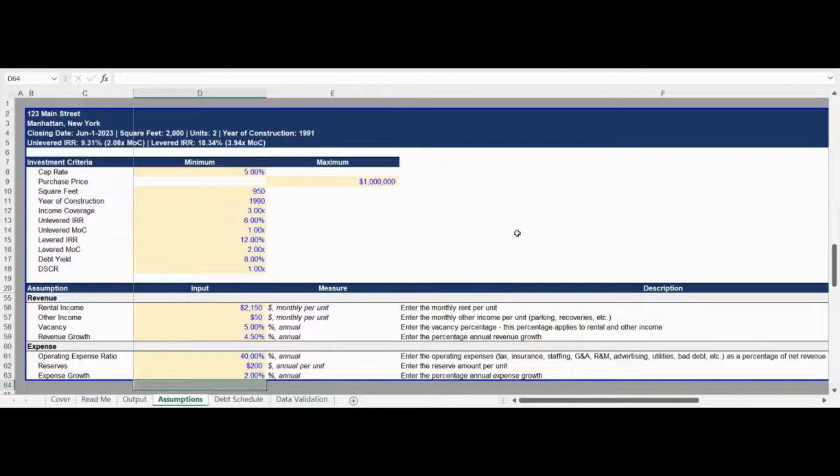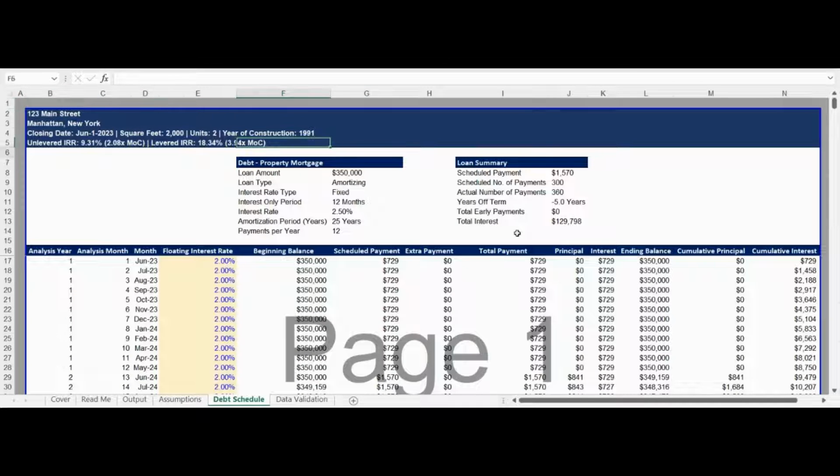The final user assumptions are for revenue including rent, other income, and vacancy, as well as the operating expense ratio and restricted cash reserves. The Debt Schedule tab is completely dynamic and starts with a summary of the mortgage assumptions in the loan details section.